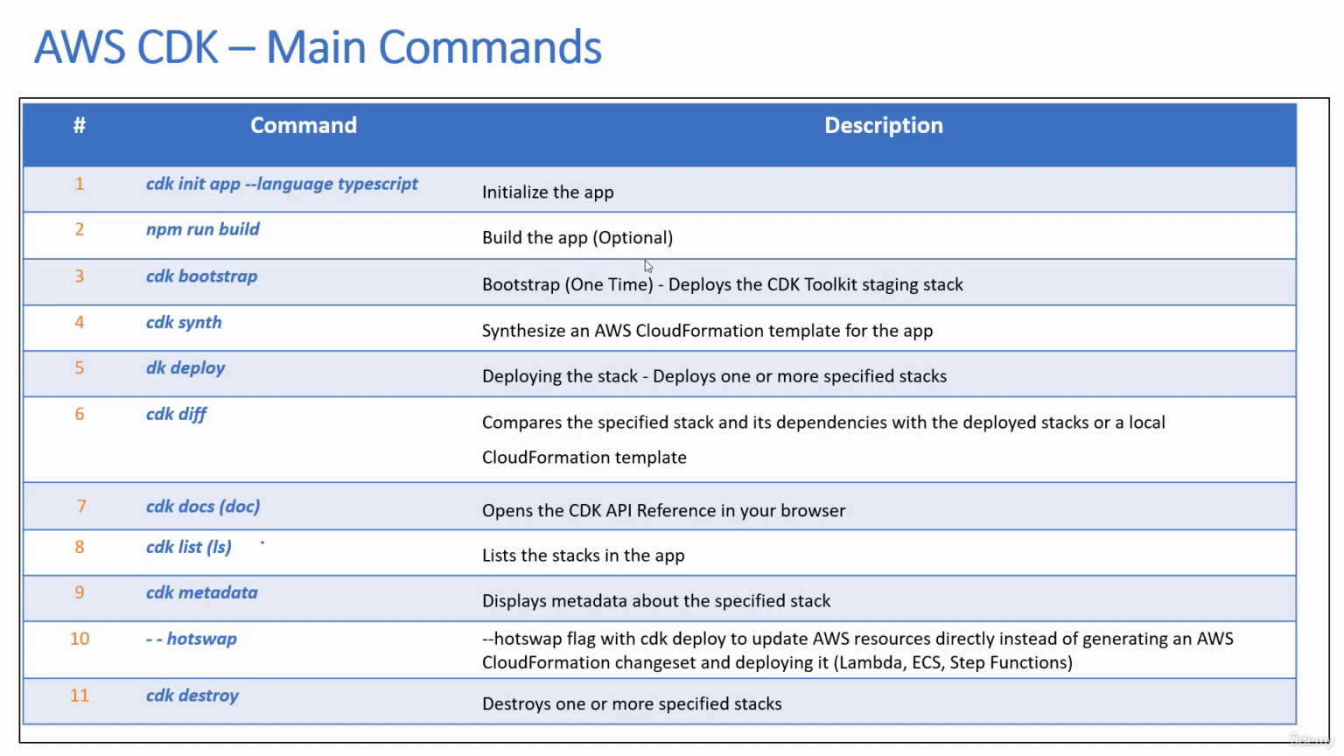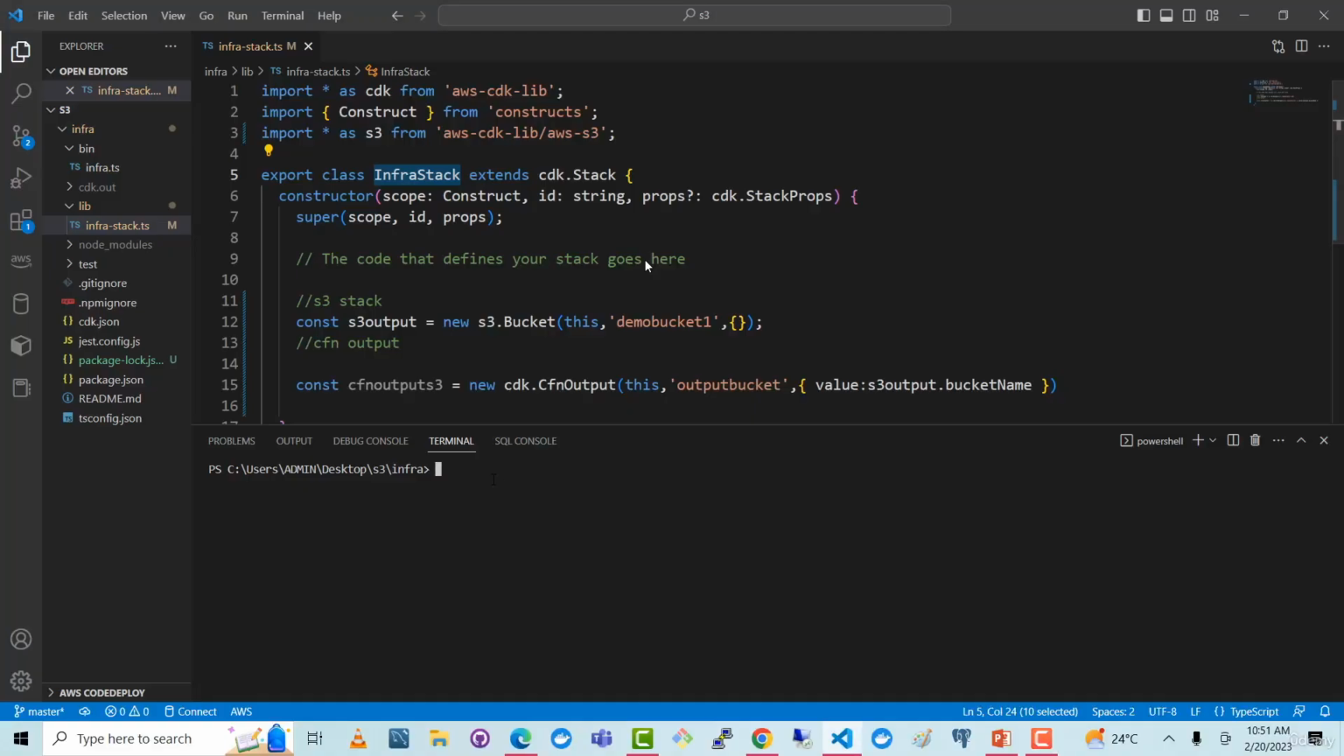Next, we have the CDK list. It lists all the stacks in the app. So let's take a look. Okay, now let's run this command. I'll say CDK list, and you can see it's returned the infra stack. That is the name of our stack.